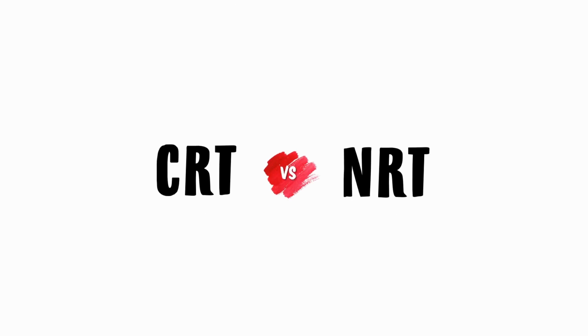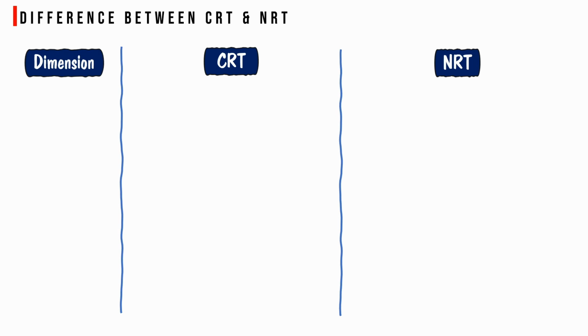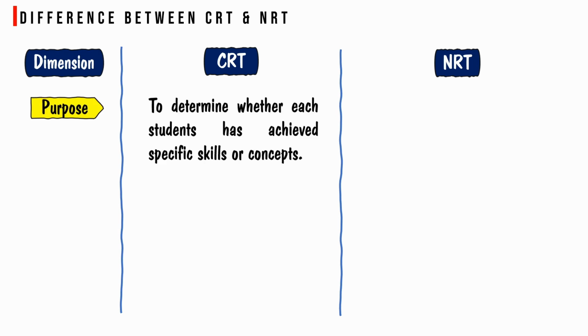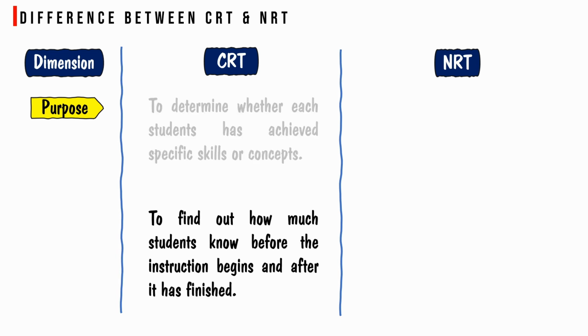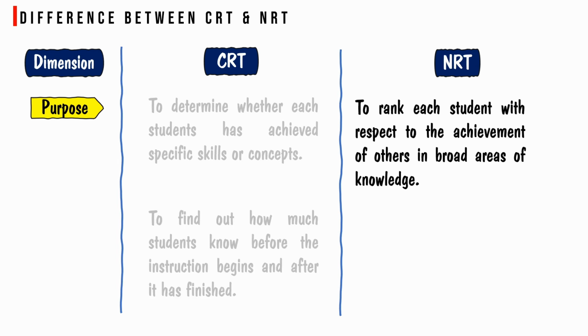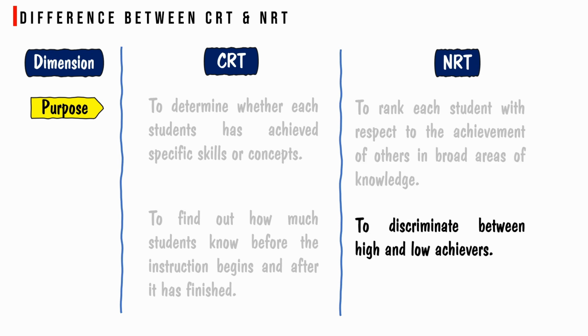Now, I am going to discuss the difference between CRT and NRT. The purpose of CRT is to determine whether each student has achieved specific skills or concepts, and to find out how much students know before the instruction begins and after it has finished. The purpose of NRT is to rank each student with respect to the achievement of others in broad areas of knowledge, to discriminate between high and low achievers.